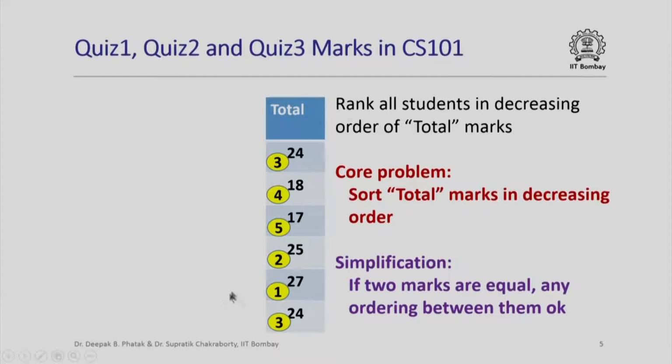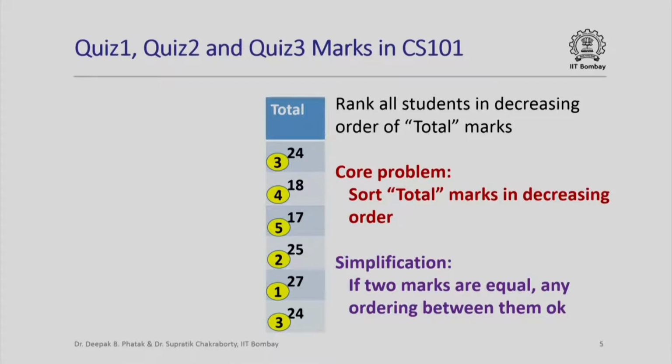We can tag each marks by its position in the sorted order. Since we are talking about a decreasing order, 27, which is the maximum marks here, would be at position 1, 25 would be at position 2, both 24s would have the position 3, but of course we will have to put one of them at position 3, the other at position 4, and so on.